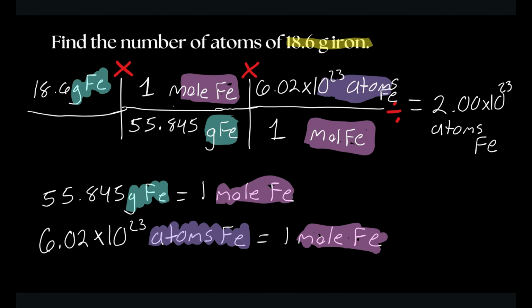Now double checking with our significant figures, we should notice that our 18.6 is 3 significant figures, meaning that the 2.00 is also 3 significant figures.